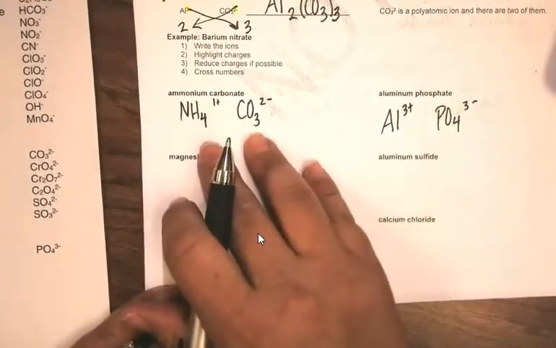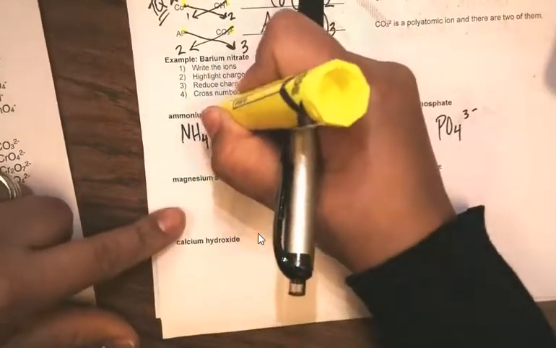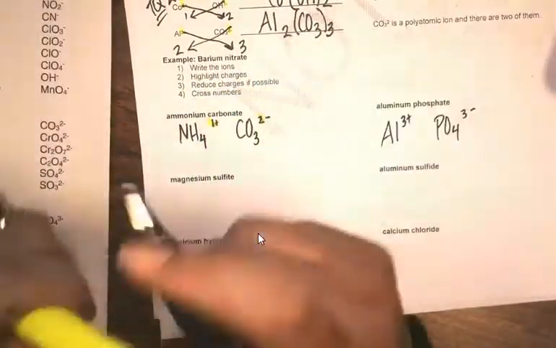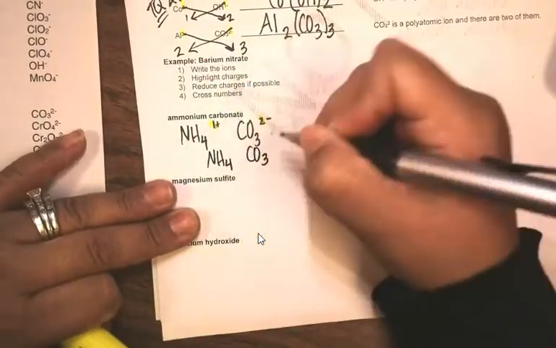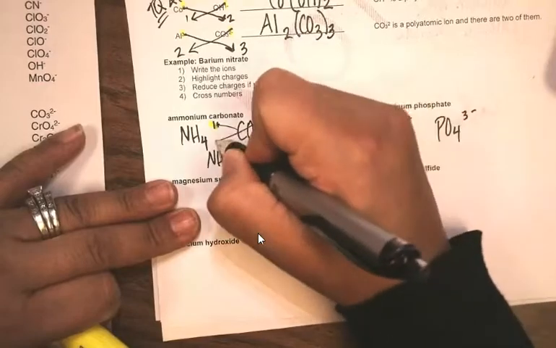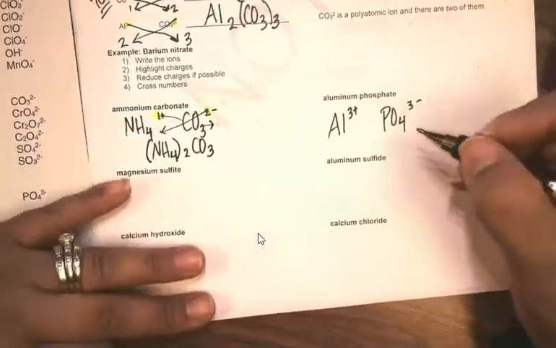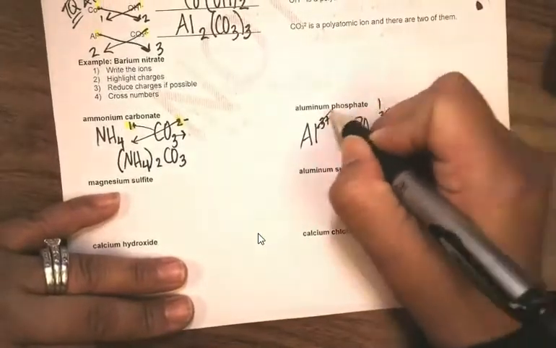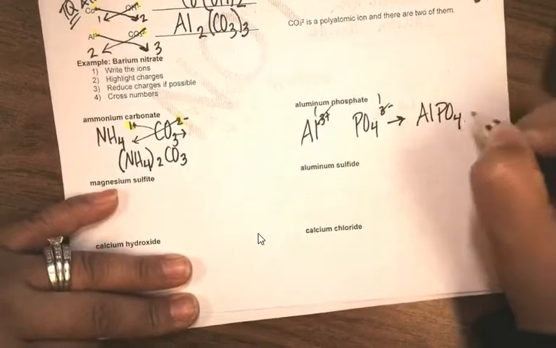Once again, we're only writing the ions. Now what we're going to do is write the formula. So remember, I highlight the numeric part of the charge, rewrite everything else. 1 and 2 do not cancel, so I have to put a 2 here. I need parentheses because it's more than 1 capital letter. Here, 3 plus 3 minus cancels, so that just gives me AlPO4.